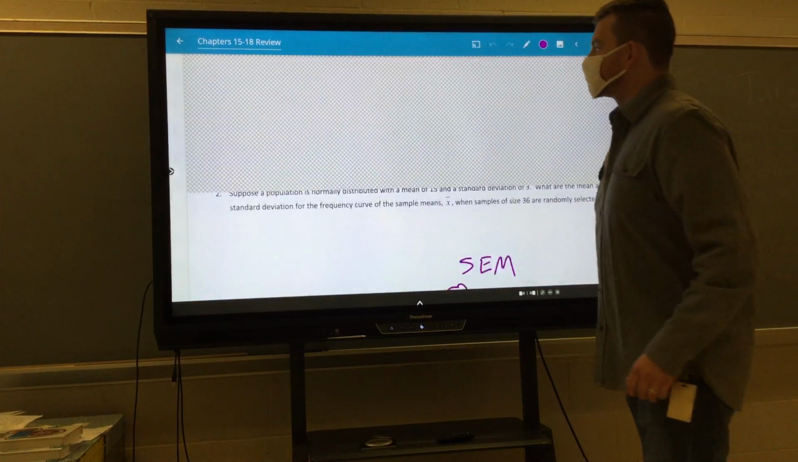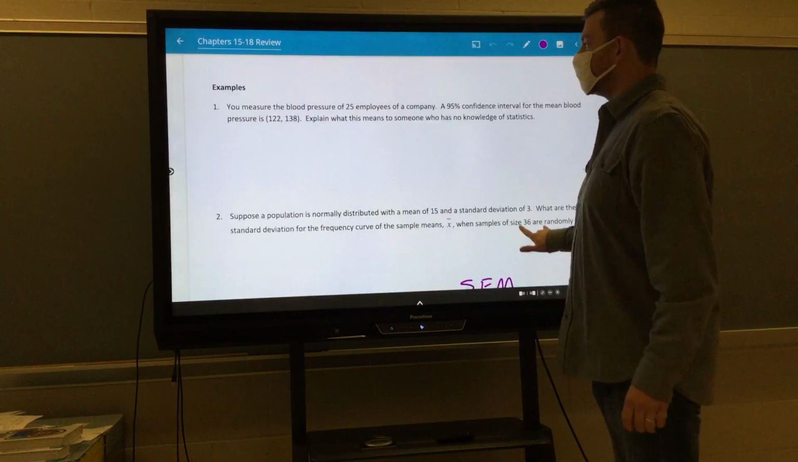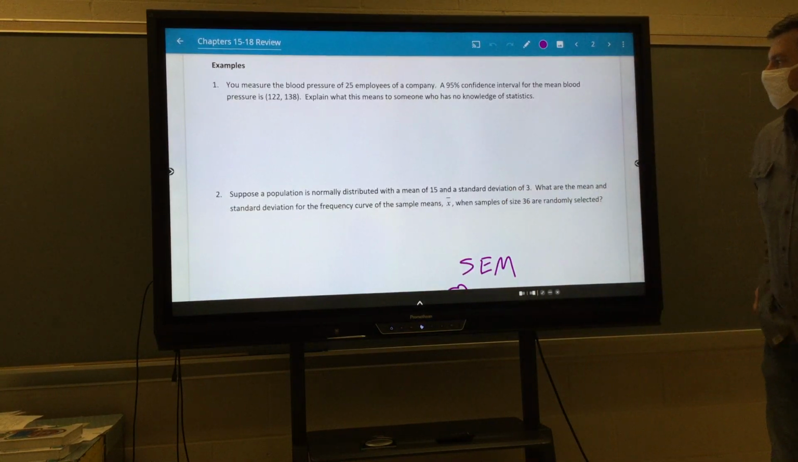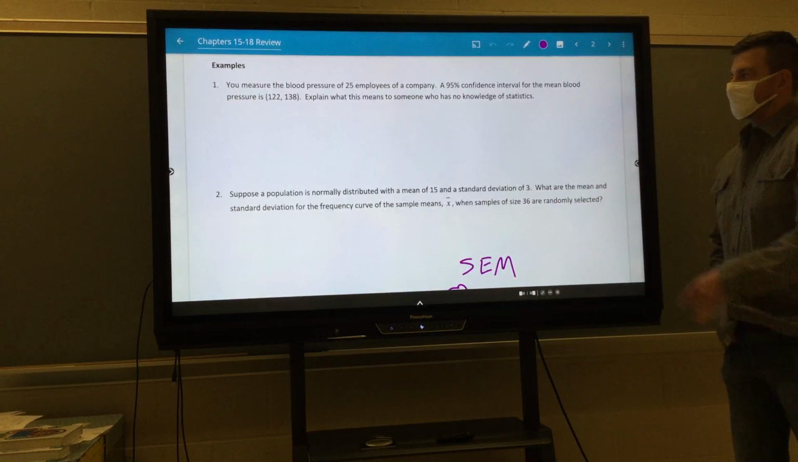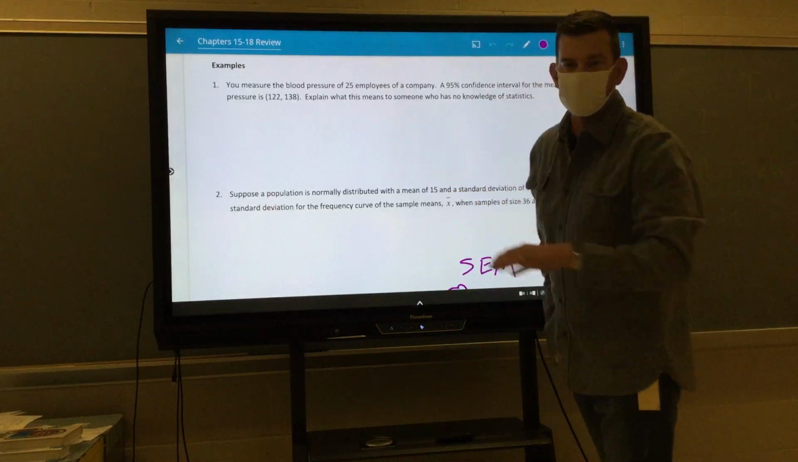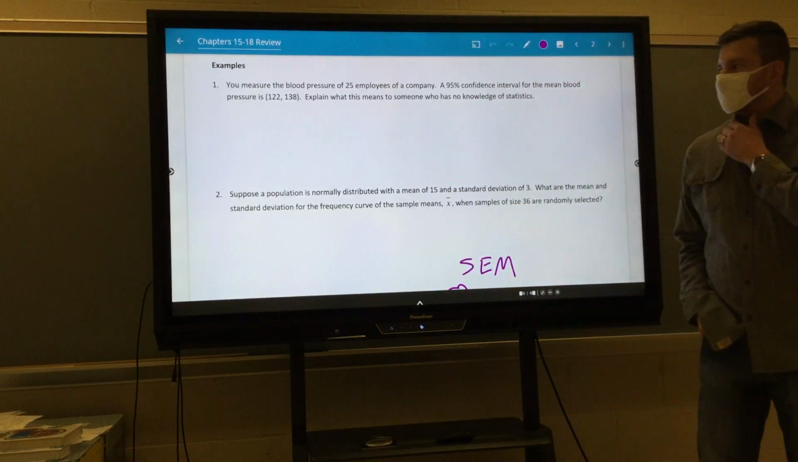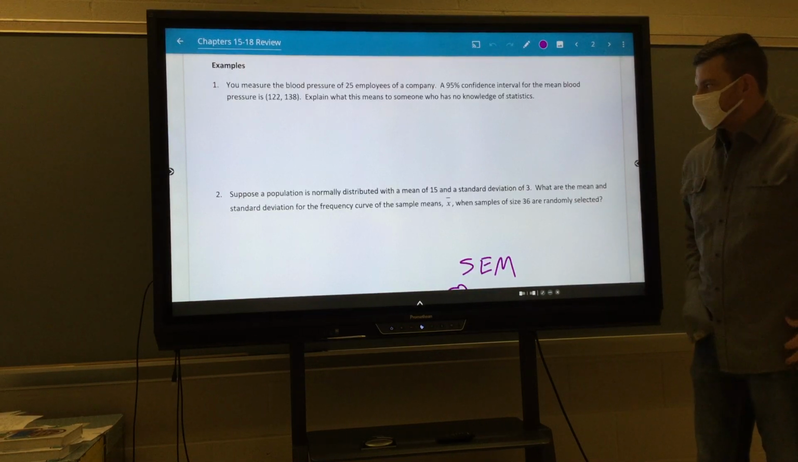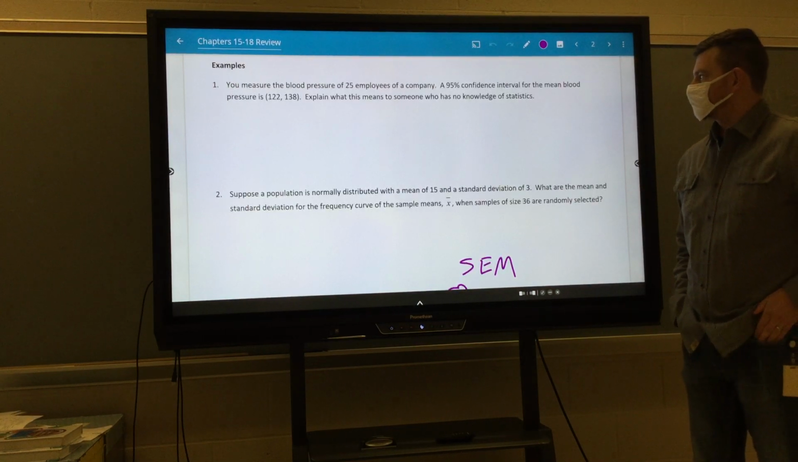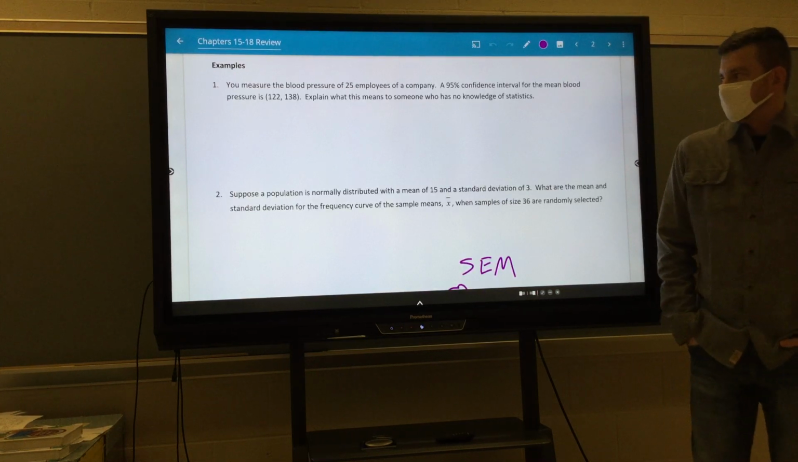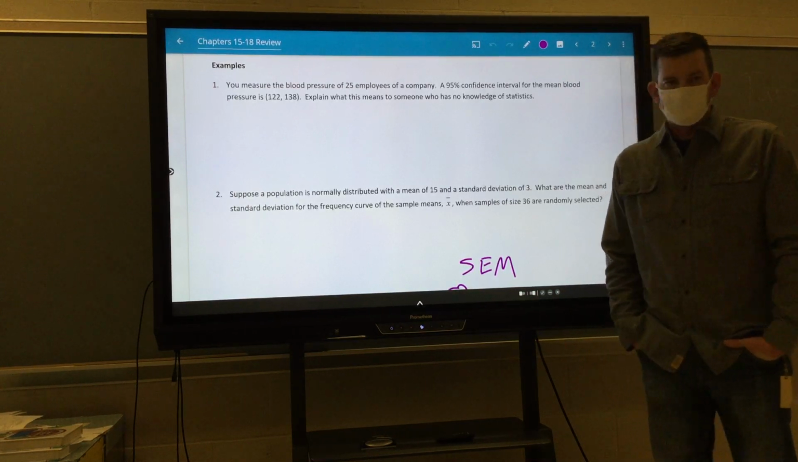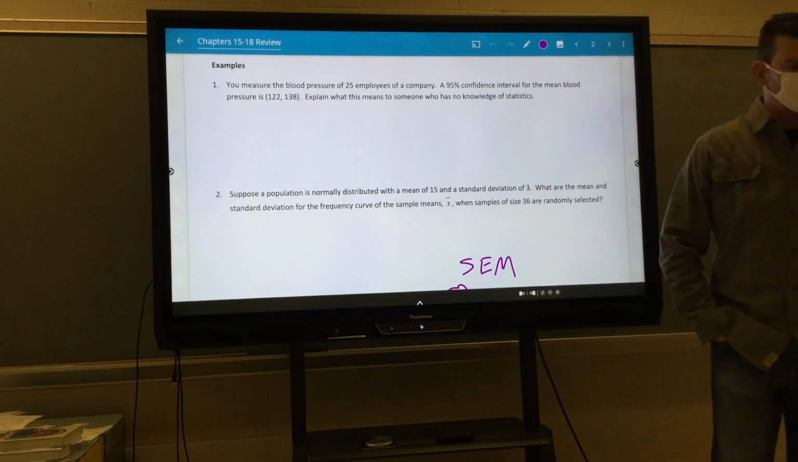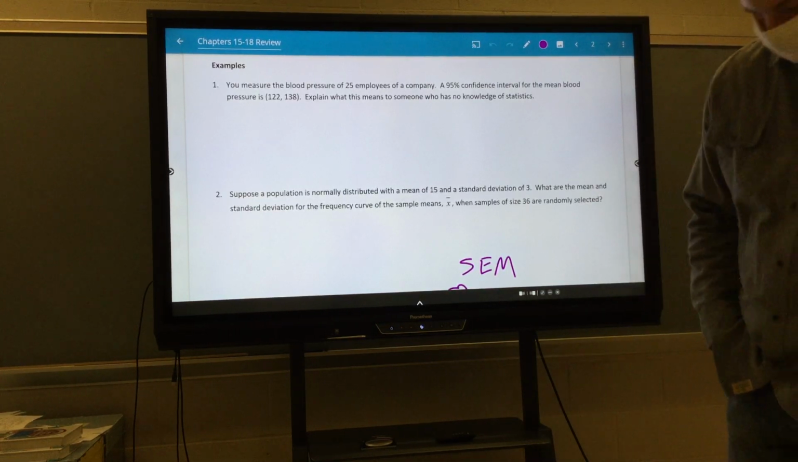So I have some practice problems here for us, and I have our key also posted on Canvas. But some of these types of problems, I did want to reiterate something about the language of a confidence interval. So this one says you measure the blood pressure of 25 employees of a company. A 95% confidence interval for the mean blood pressure is 122 to 138. Explain what this means to someone with no knowledge of statistics.